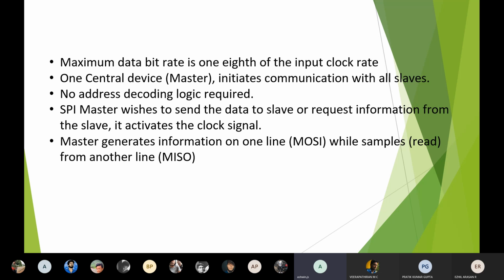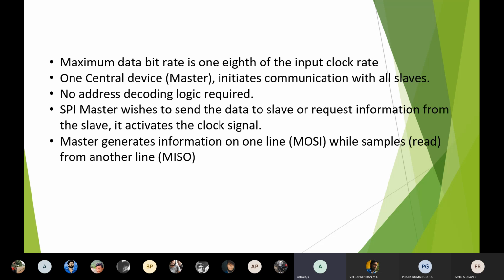And here the data rate is represented so that the maximum data bit rate will be 1/8 of the input clock rate. So what does 1/8 represent? It represents 1 by t. The time it takes to transfer one data is 8 bits, right? So 8 bits means 8 clock pulses are required. So here they represent that for 8-bit data it requires 1/8 of the clock rate.